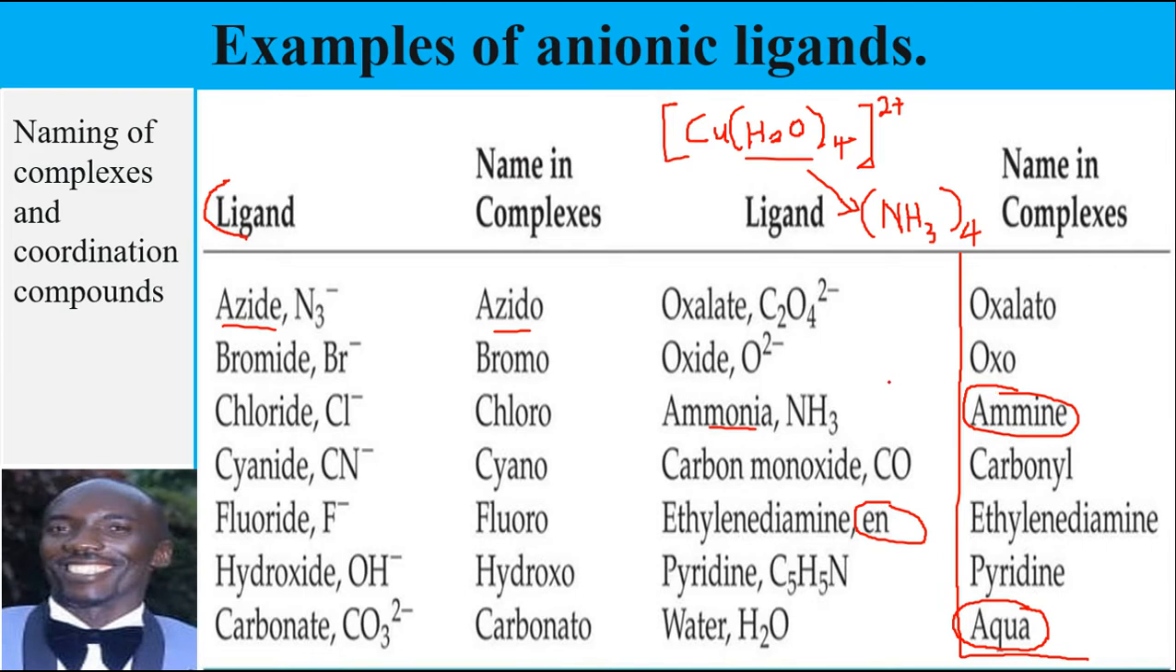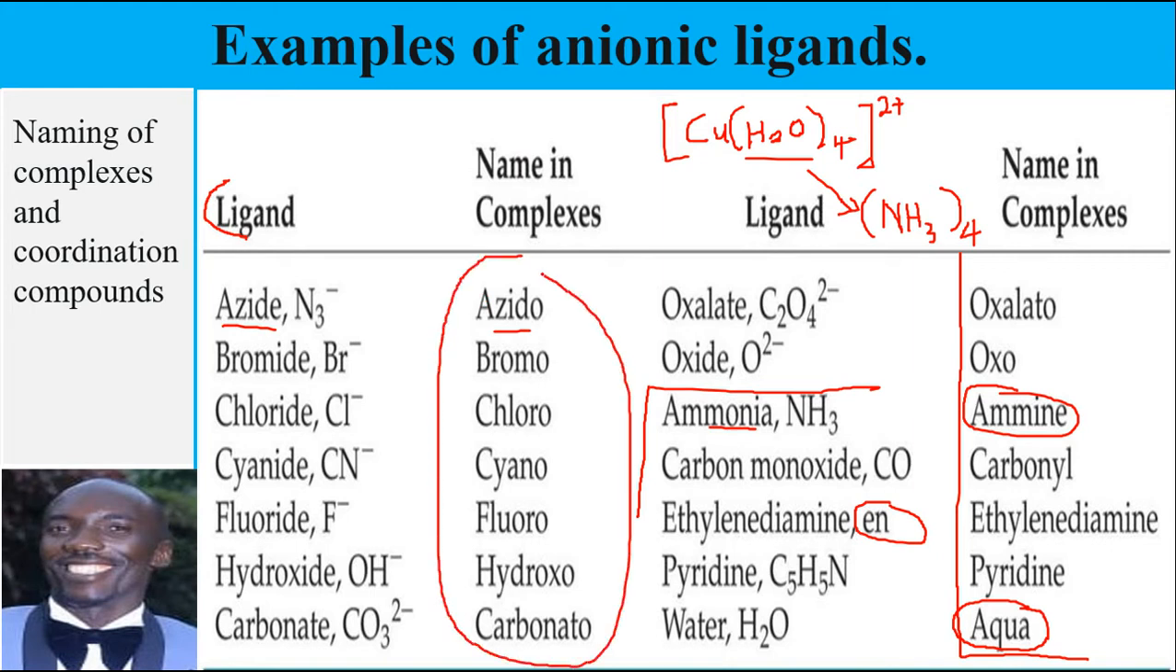From here, some are neutral, some are not, so these ones are combined. But as long as you don't see a charge, if it has no charge, then it is neutral. If it has a charge, then it is either anionic or cationic, as we are going to see. So basically, I wanted to show you that the names change to these. The names do change.